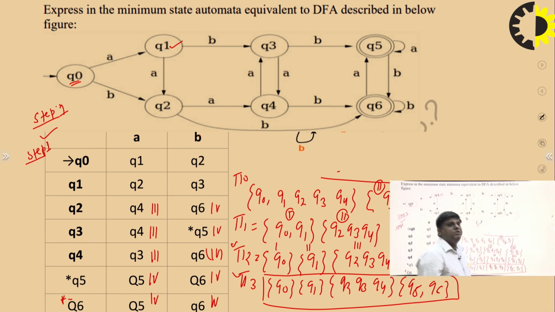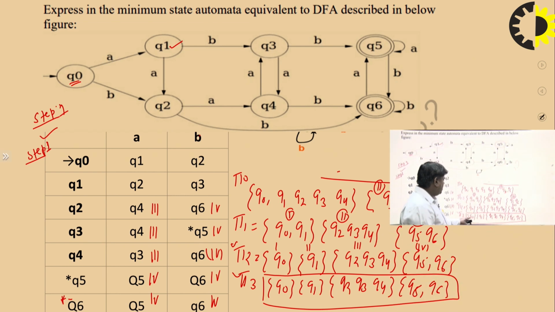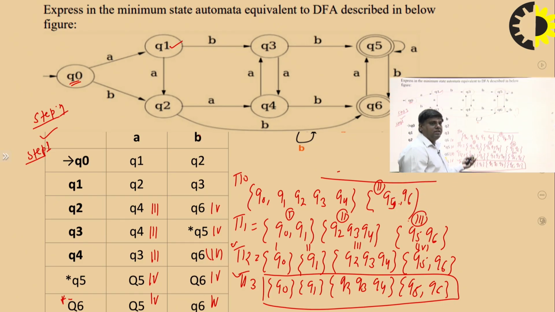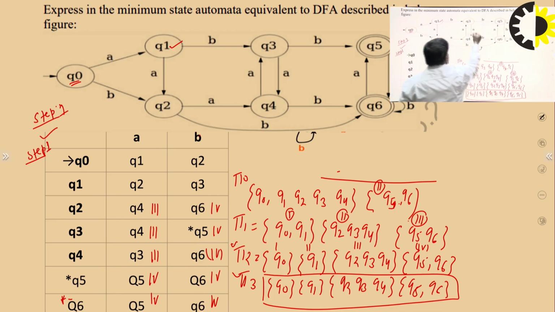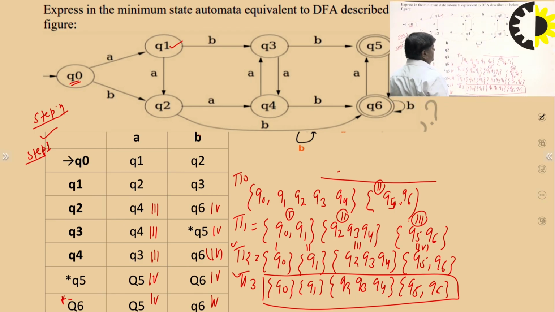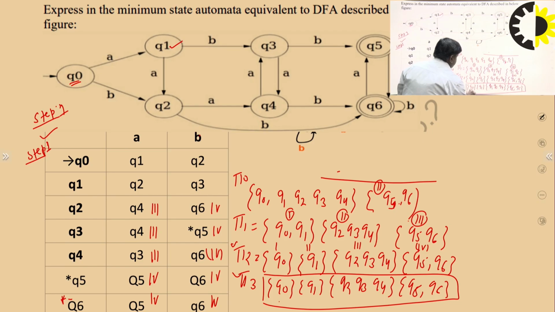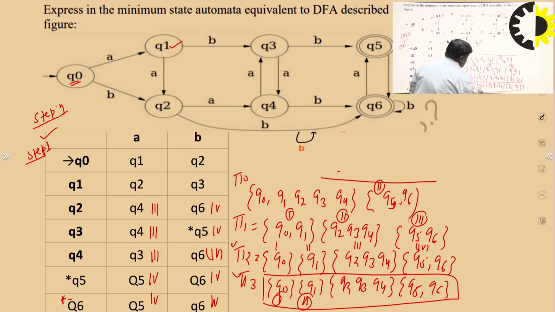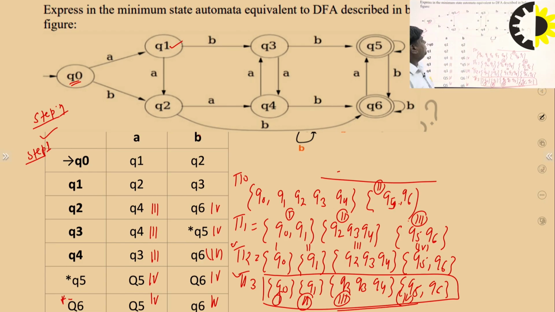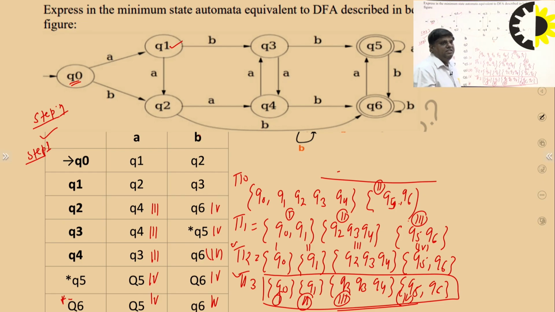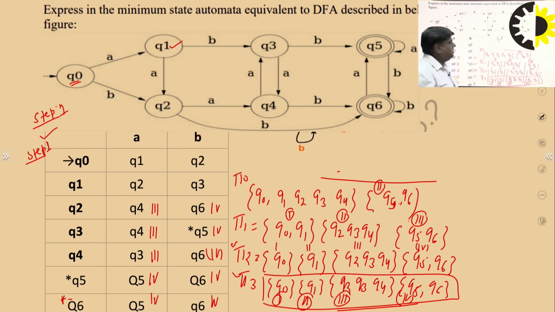It means Q2, Q3, Q4 minimize into a single state. Q5, Q6 minimize into a single state and Q0, Q1 are in different sets. It means here total 7 states are minimized into the states 1, 2, 3 and 4. It means total 7 states minimize into 4 states. This is the concept of the minimization of the finite automata.